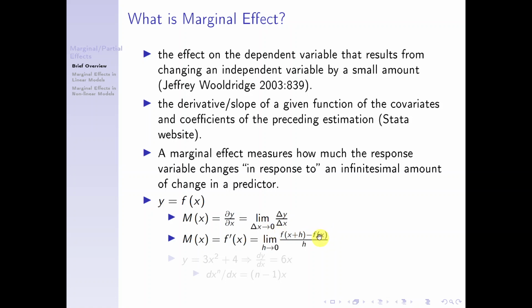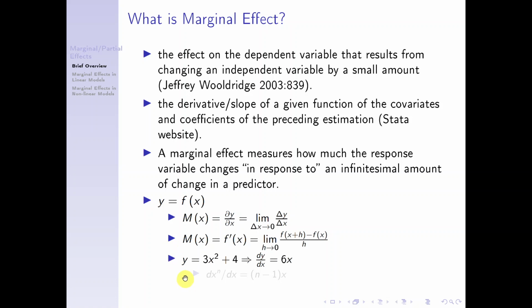This is the original y, when x is equal to x, over what? Delta x, that is the amount of change in x. As that amount of change approaches 0, then it is going to be equivalent to the first derivative, if we're talking about only one single predictor. If we have multiple predictors, then we're talking about the partial derivative.